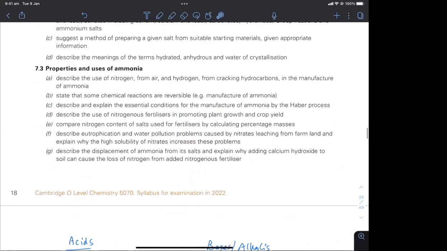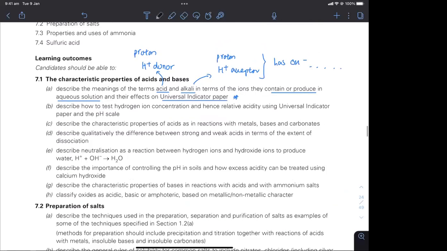That is pretty much it stated in the syllabus. Use universal indicator, their effects, plural there. And then how to test hydrogen ion concentrations, relative acidity. So this means strong versus weak using universal indicator. Describe, so you need to use color changes.